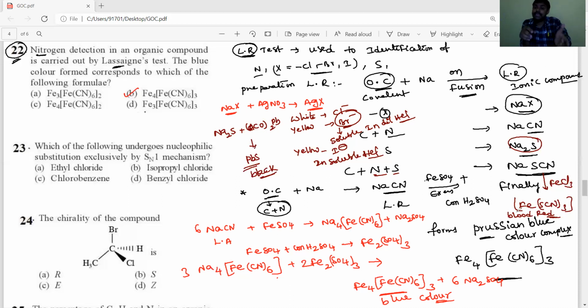What are the elements present in the given organic compound? Nitrogen and sulfur, both. If Prussian blue color is formed, then what is the element present in the organic compound? Nitrogen is present. So that way, we have to identify the elements. Nitrogen, halogens and sulfur we can identify by using Lassaigne's extract. Okay students, next let's see the next question.